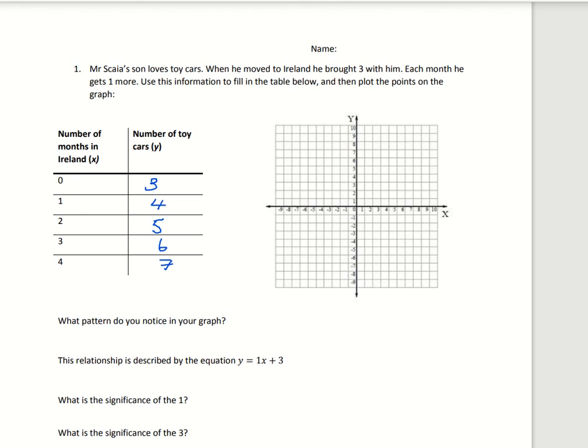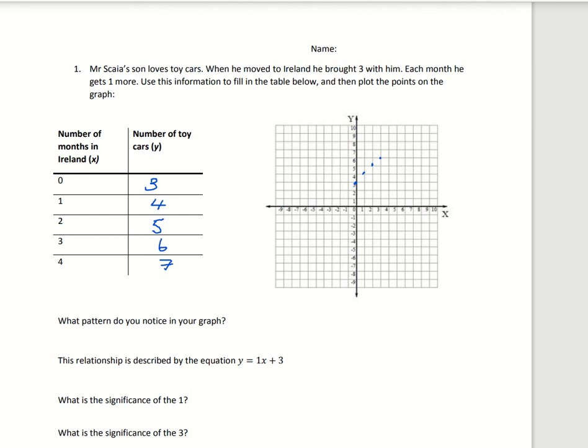Well, when you plot this pattern, you go to 0 and 3 for your first point, 1 and 4 for your second point, 2 and 5 for your next point, 3 and 6. What you notice is you have a straight line or a linear graph. Okay, so you can say straight line or linear. The relationship is described by the equation y is equal to 1x plus 3.